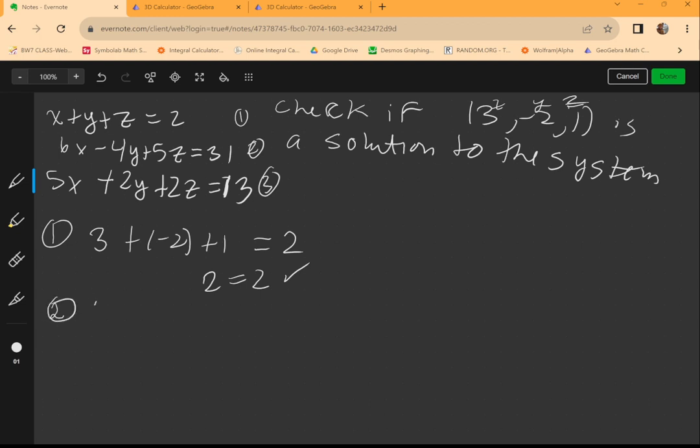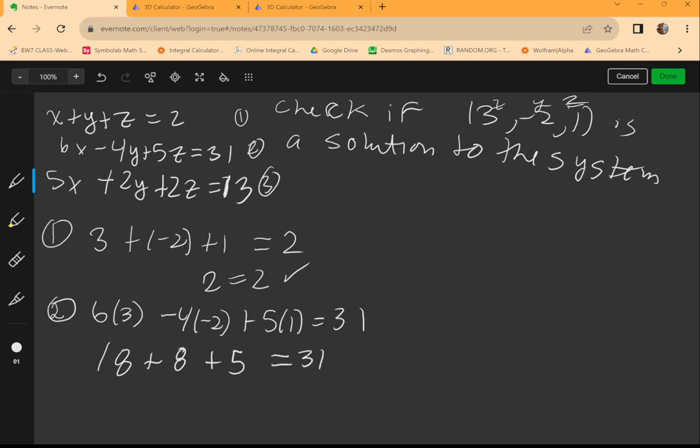We plug in 6 times 3 minus 4 times -2 plus 5 times 1, and that equals 31. Here we have 18 plus 8 plus 5 is equal to 31. So 18 plus 8 gives me 26, and then we add 5 to that, so we get 31 equals 31. So that checks out.